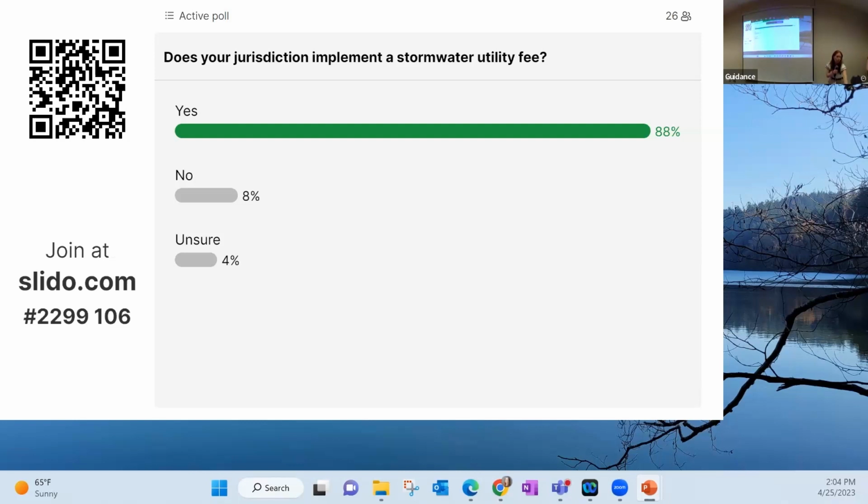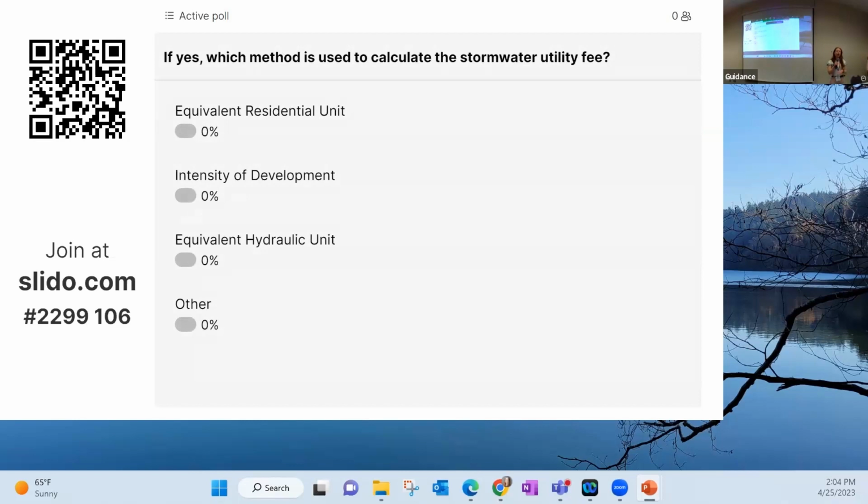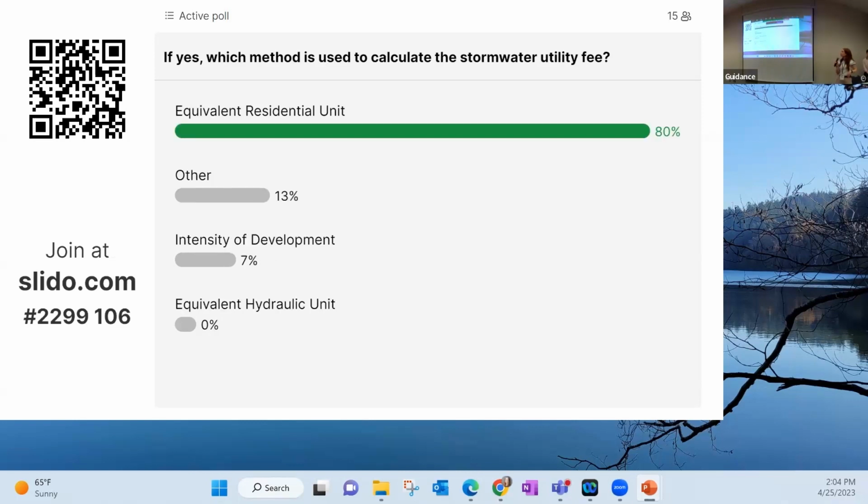So for all those that do use a stormwater utility fee, if you do by chance know what method you use to calculate those fees. Okay, so still have some answers trickling in, but it does look like the most popular method is the ERU, which also supports what we've been finding talking to different permittees.